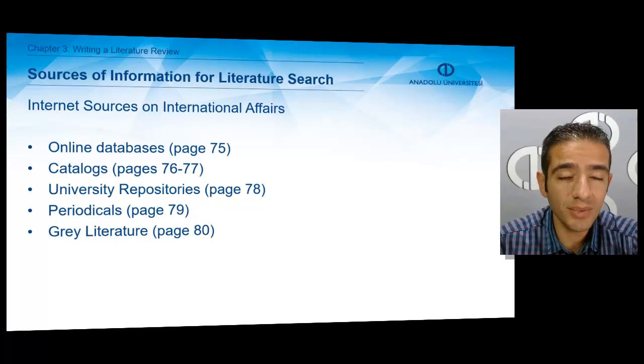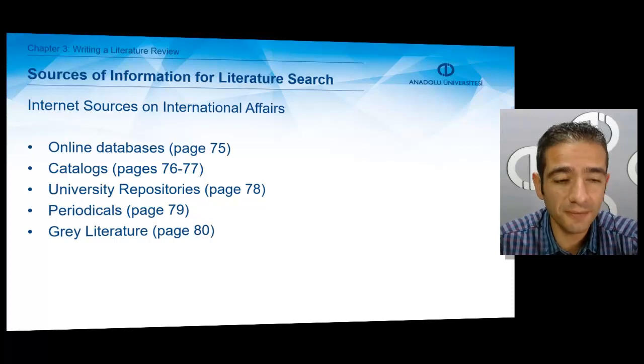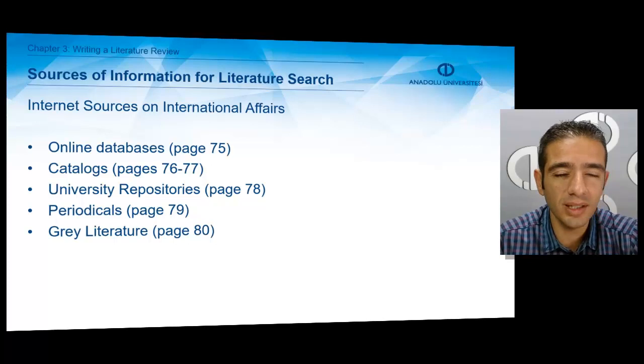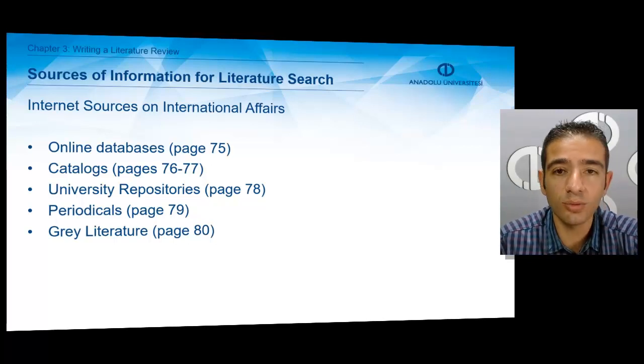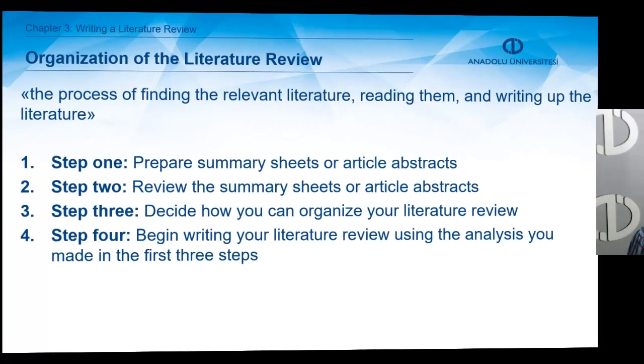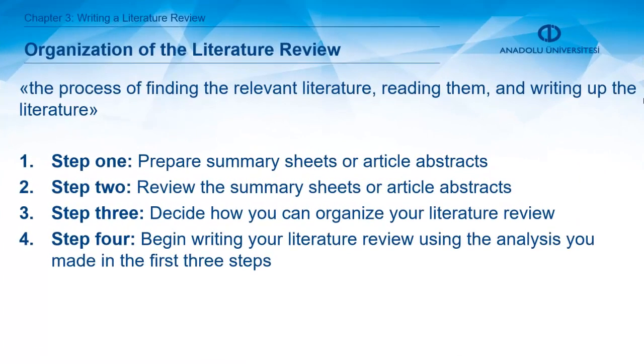And also sometimes there are some sources that are really difficult to find, which are called the gray literature, and you can reach a list of the gray literature on page 80. After getting all these sources, all this information, now it's time to organize your literature review. It refers to the process of finding the relevant parts, reading them, and writing up your literature.